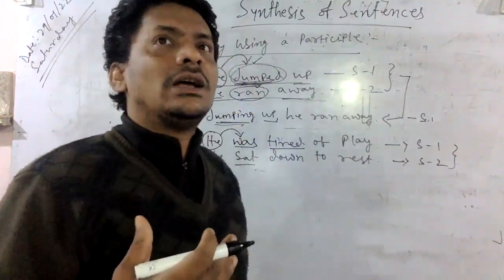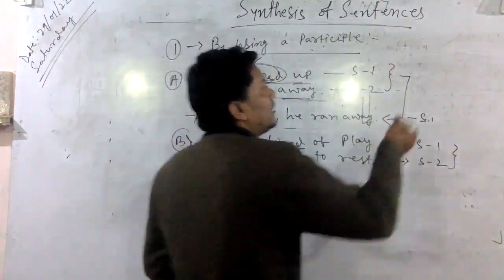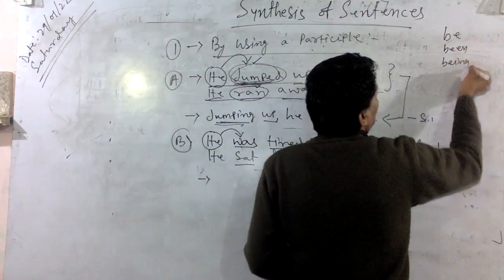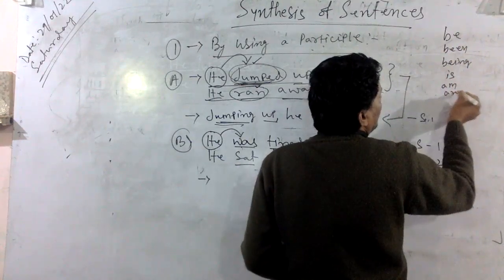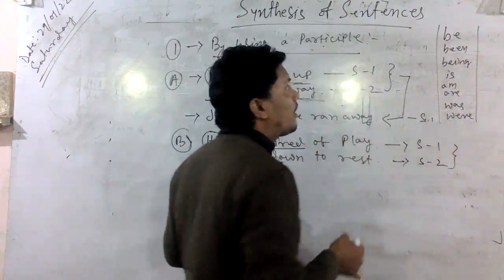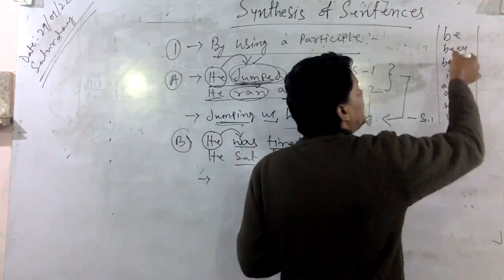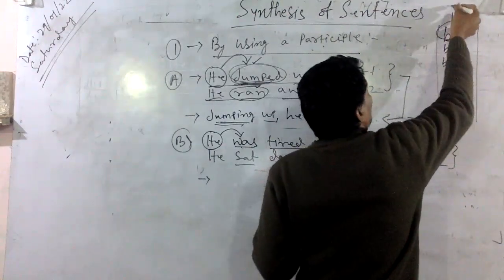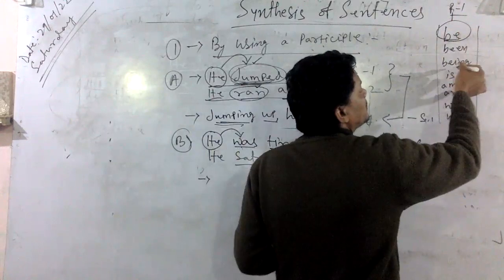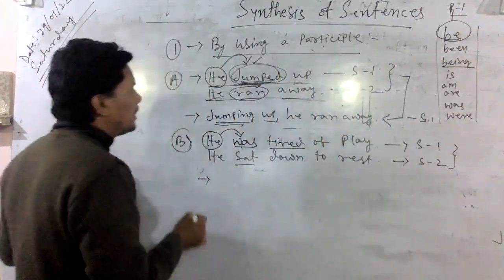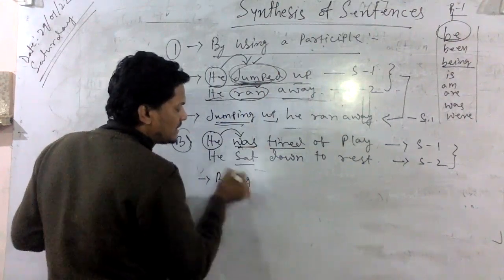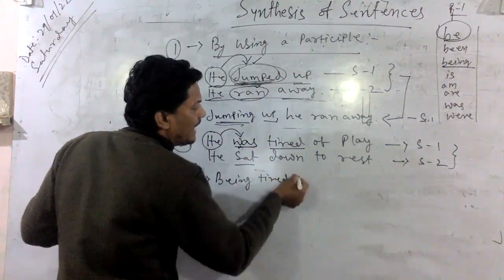Now if you see, we have a be verb. So be verb is be, been, being, is, am, are, was, and were. These forms are coming out from the root one, the be verb. So if they can be turned into a participle, they can be turned into the ing form, being. So in that case, was will be turning into being. So was is turning into being tired of, being tired of play.